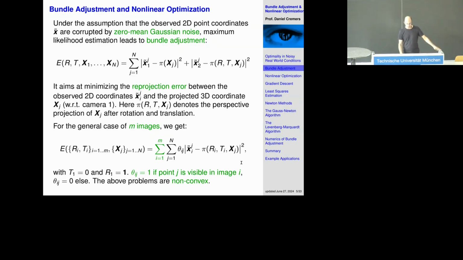I already mentioned that there are many parameters that we try to estimate here. Basically 3 parameters for every 3D point, so that's 3 times n parameters, and then 6 parameters for the rigid body motion of each camera, that's 6 times little m, plus 3 times large n, that's the number of unknowns, and then we have a large number of observations. How many? Basically, ideally, we have m times n observations. This is often important.